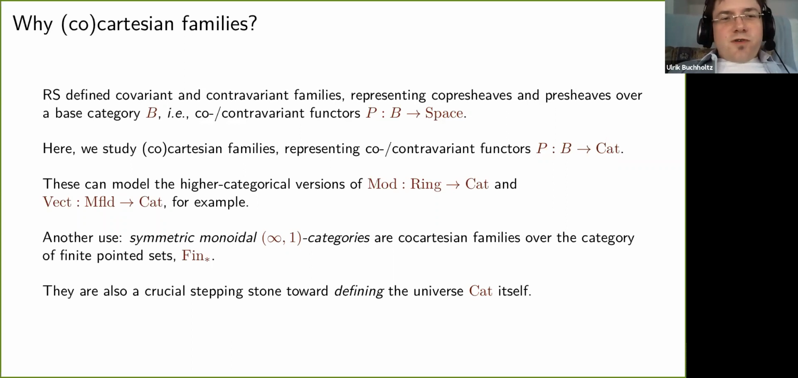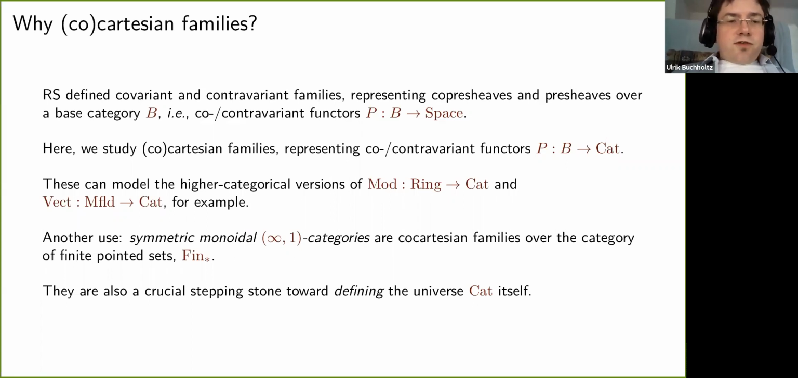And so here we want to do a parallel study of co-Cartesian and Cartesian families, which represent families of categories that are either functorial or covariantly functorial or contravariantly functorial in a base category. And these are useful for all sorts of things. So for instance, there are many examples where you have a family of categories parameterized by some objects. Take the category of modules over a ring parameterized by the ring. This is both covariant and contravariant in various ways. Or the category of vector bundles on a manifold. So those are things we would like to study in mathematics and have a good theory of.